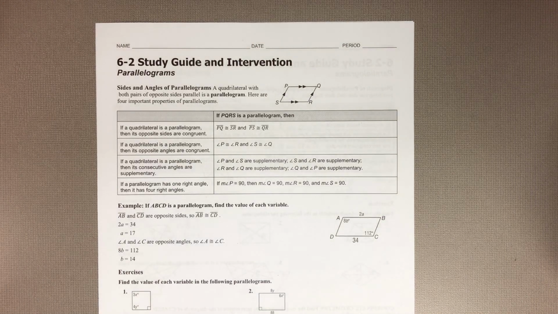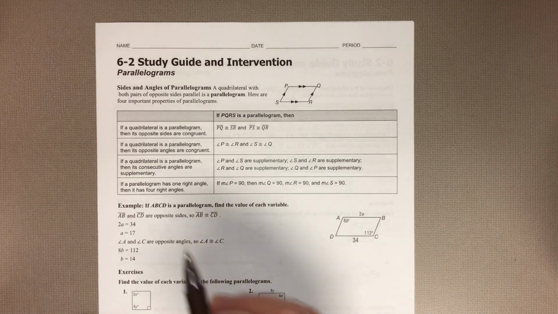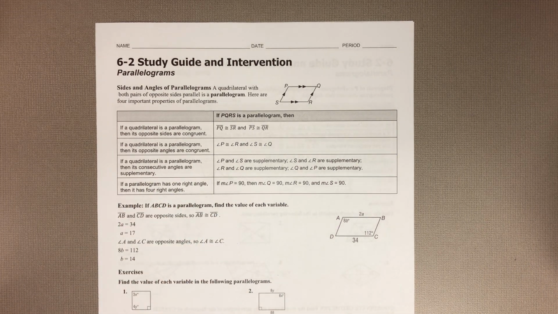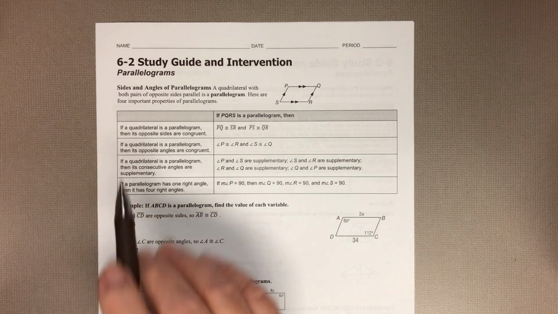Hello, ladies and gentlemen. Today we're going to look at parallelograms and tests for parallelograms. Let's start with the definition of a parallelogram. A quadrilateral with both pairs of opposite sides parallel is a parallelogram. And there are some important properties about parallelograms. In fact, they're all theorems, all right?